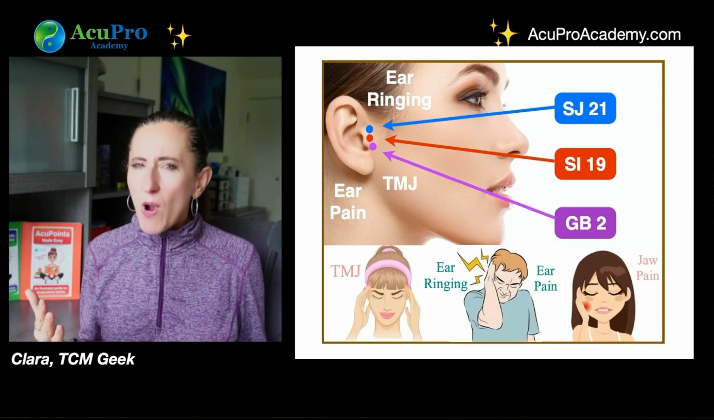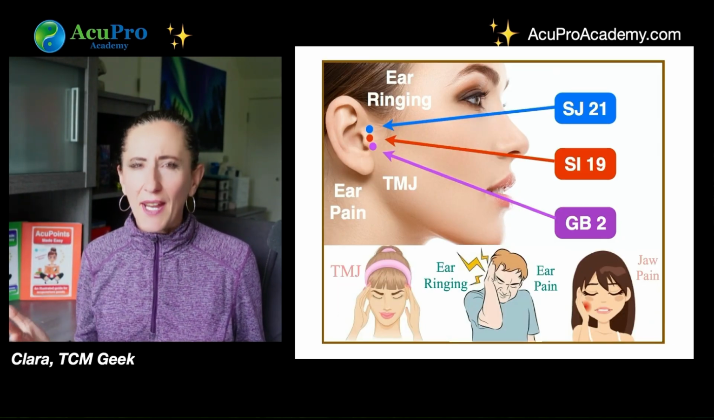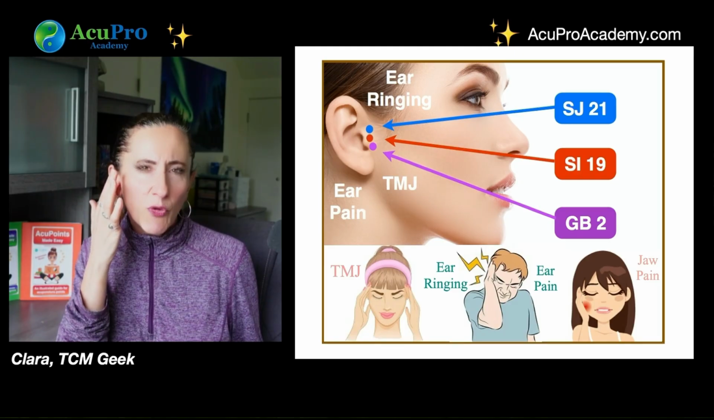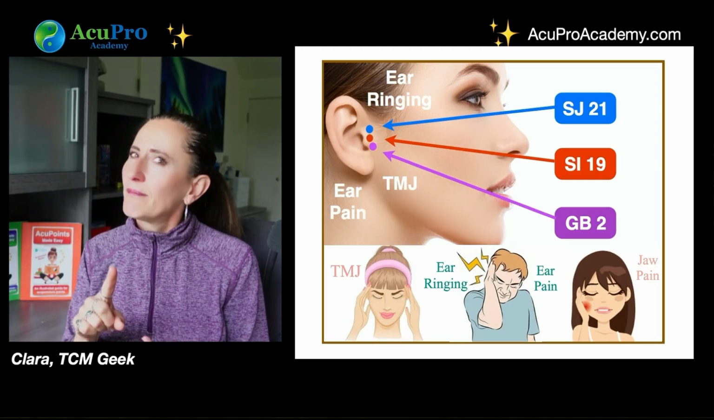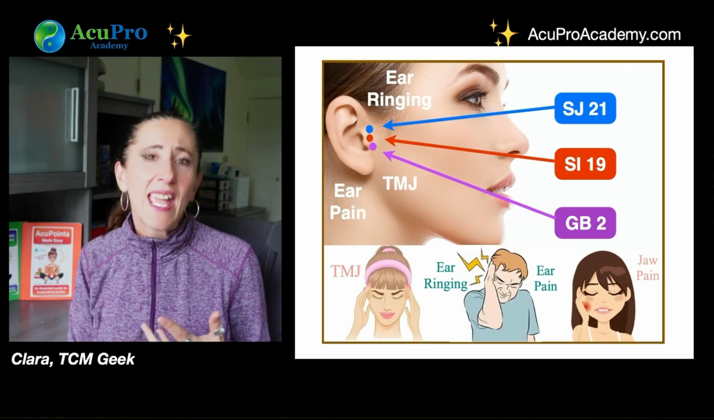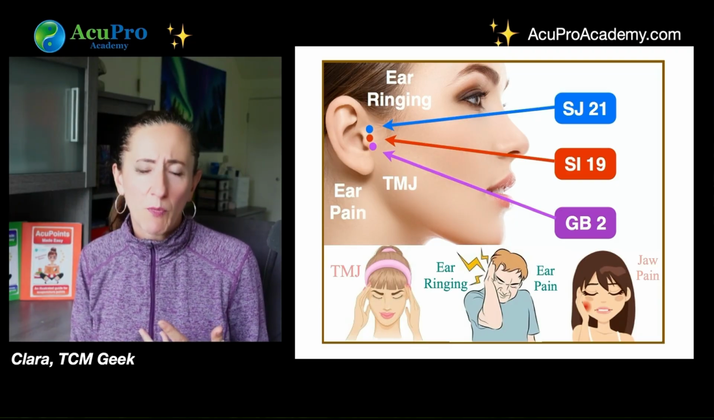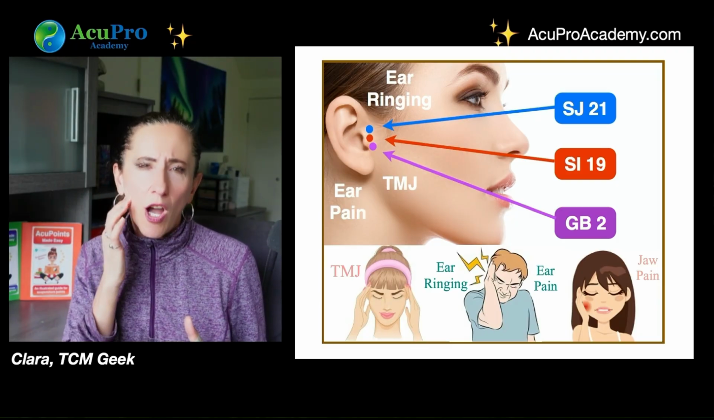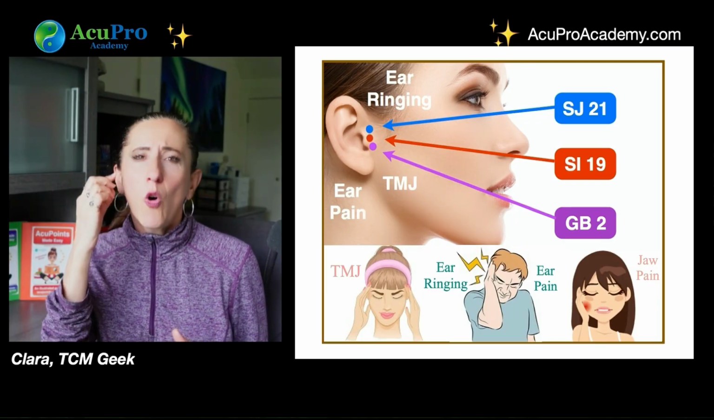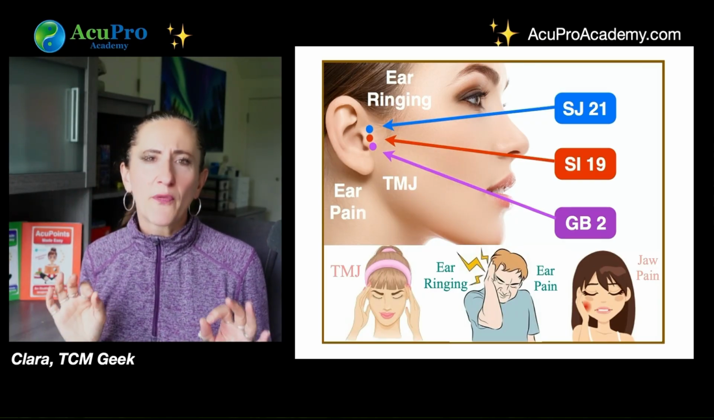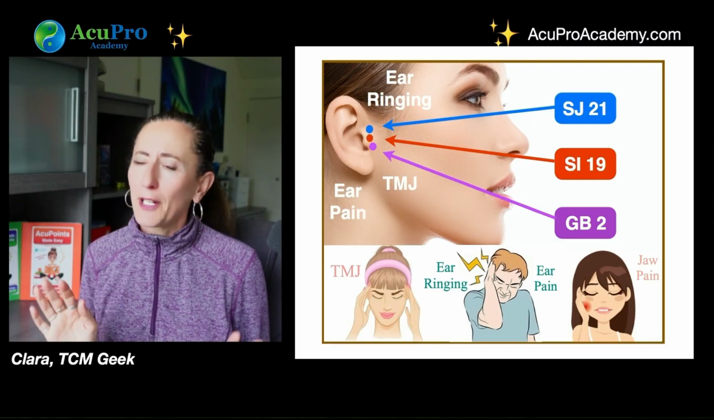San Jiao 21, gallbladder 2, and small intestine 19 all are located in the tragus of the ear and all do the same thing. Jaw pain, tinnitus specifically, and TMJ. Temporal mandible joint issue, right? So locked jaw, any issue happening here with the jaw or the ear, those 3 points are fantastic. Just pick one and go with it.